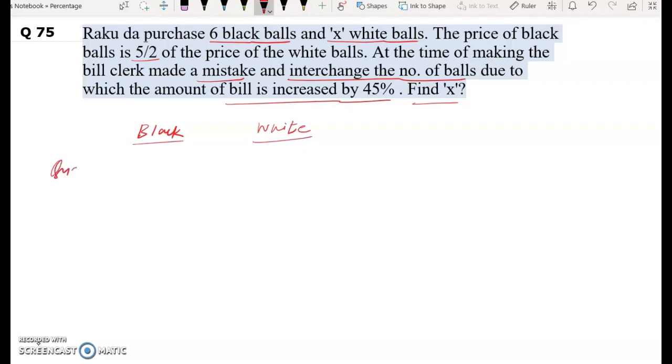The quantity purchased is how much? Black ball is 6 and white ball is X. Now it says the price of black ball is 5 by 2 of the price of the white balls. Black ball is equal to 5 by 2 of white balls. So we can say black upon white is equal to 5 by 2. So price of black ball will be 5 units and white ball will be 2 units.